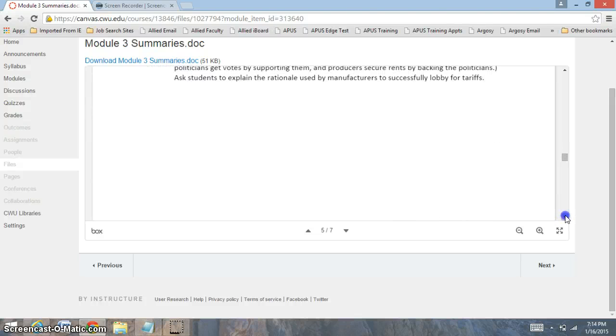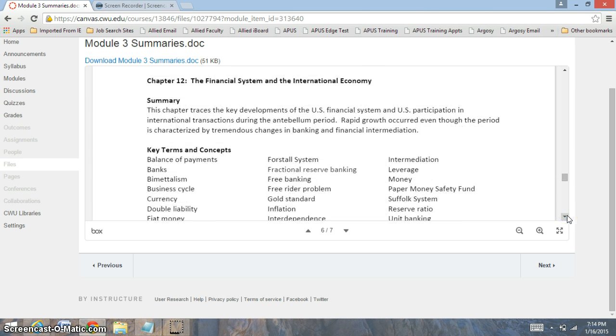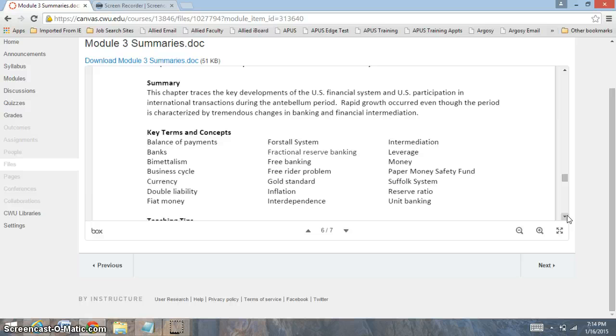In chapter 12, we started to look at the financial system. And you'll notice this is when we started to have the backing of the gold standard. We started to look at banking, inflation, business cycles, and the role of money. Now, money started to take many different forms, but you'll notice the key developments of the U.S. financial system and how participation in international transactions took off during this period. And rapid growth occurred because of this lending instrument known as banks. And banks were very critical to the role of economic growth. So that's what we're going to be focused on in the chapters that we're looking at this week.